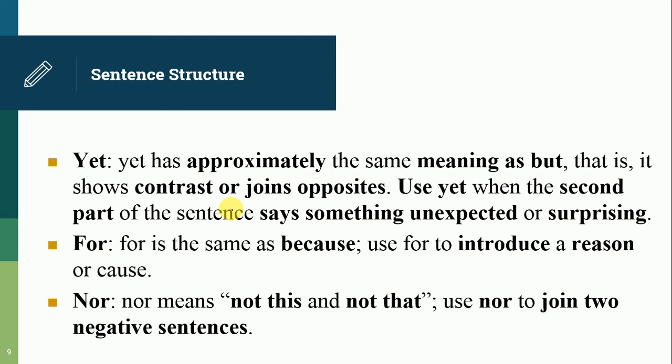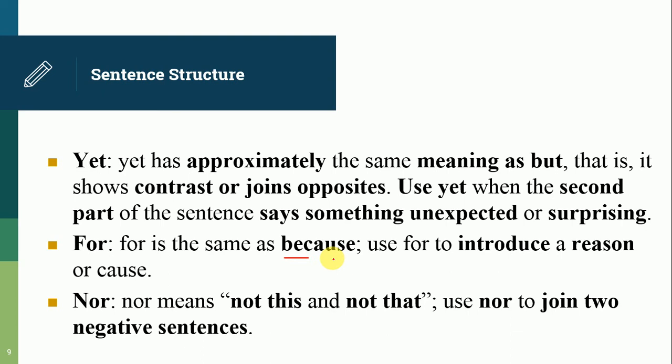For is the same as because, used to introduce a reason or cause. Because is a subordinating conjunction. Remember, dear students, I told you there is a complete lecture on this coordinating conjunction. For is the same as because, used to introduce a reason.